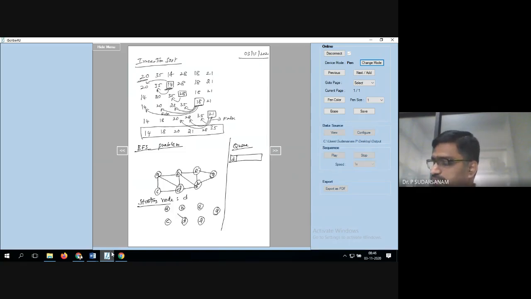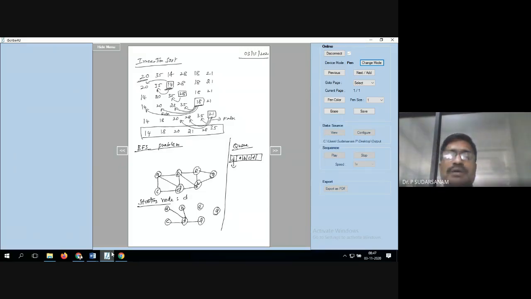So D to A connection is there. First one should be written to the Q. Next, D to B. Next, D to C is there, so that also write into the Q. Next, D to F will also be written. That also is to be written into the Q. Next, what will happen? This is now popped out.